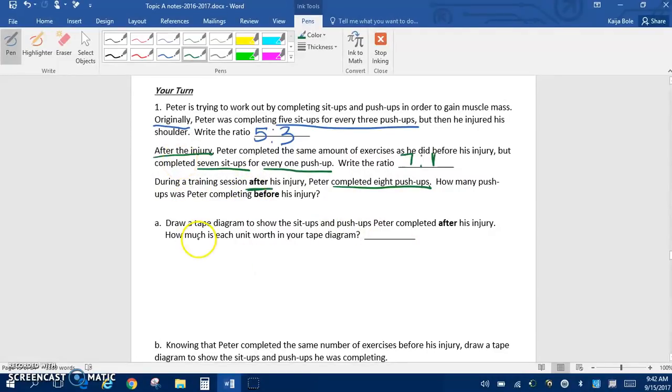Alright, so part A says to draw a tape diagram for the exercises Peter completed after his injury. So I'm doing it in green. First we're going to label this as after. And we are comparing sit-ups and push-ups. Alright, and if we look from up above, my green ratio here was 7 to 1, so sit-ups is going to get 7 boxes.